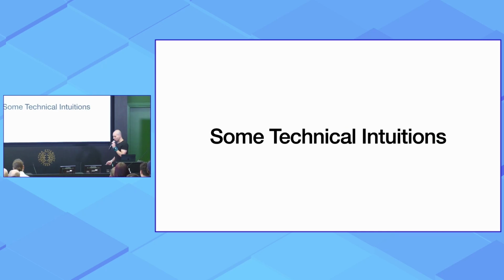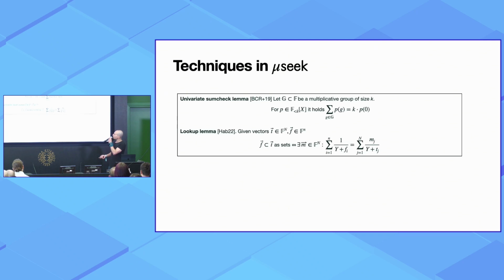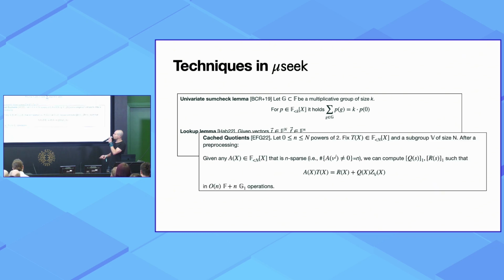Sure, so some technical intuitions. I'm going to give a very, very superficial perspective on the first construction. Most of the techniques of MISIC are techniques of CQ. I'm just going to mention the usual suspects: the univariate sum check lemma from Aurora, the lookup lemma, and cached quotients. If you've never seen this, I'm not hoping it's going to make sense to you now. But if you've seen it, you're just going to recognize it. The cached quotient techniques from CQ.